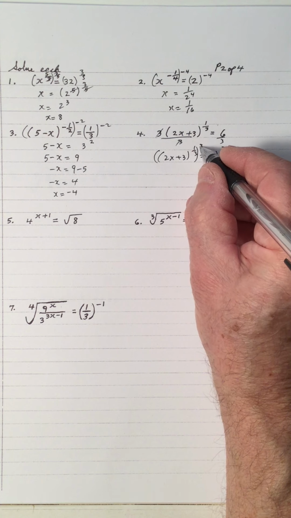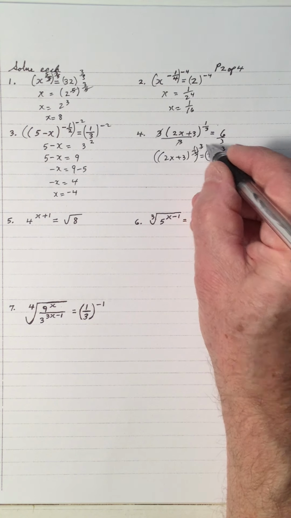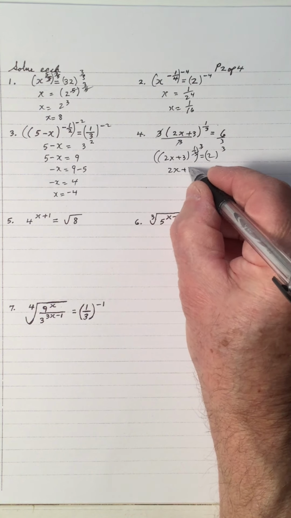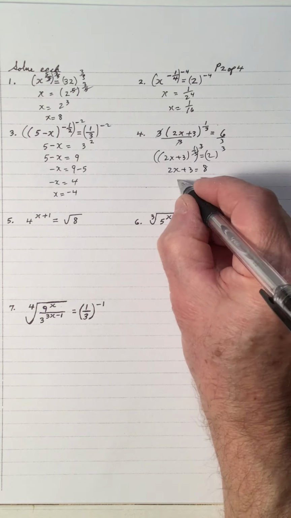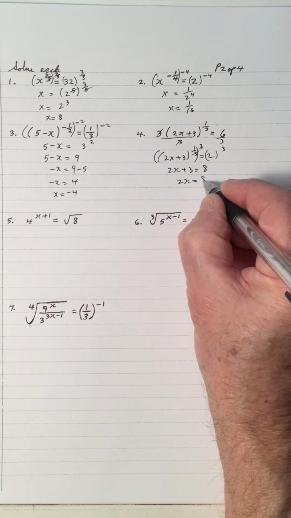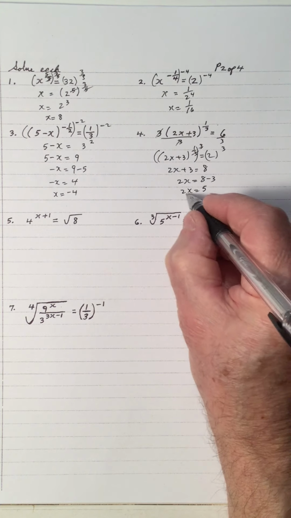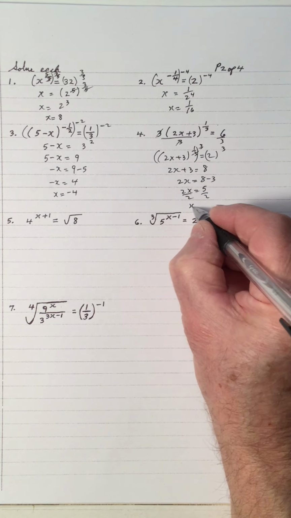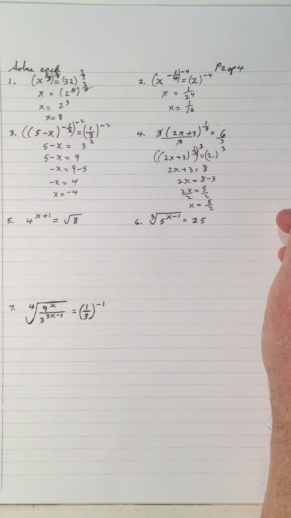So the 1/3 and the power of 3 cancel to give us 2x plus 3. And that's 2 cubed, which is 8. So 2x equals 8 minus 3. 2x equals 5. Divide by 2. x equals 5 over 2 as the solution.